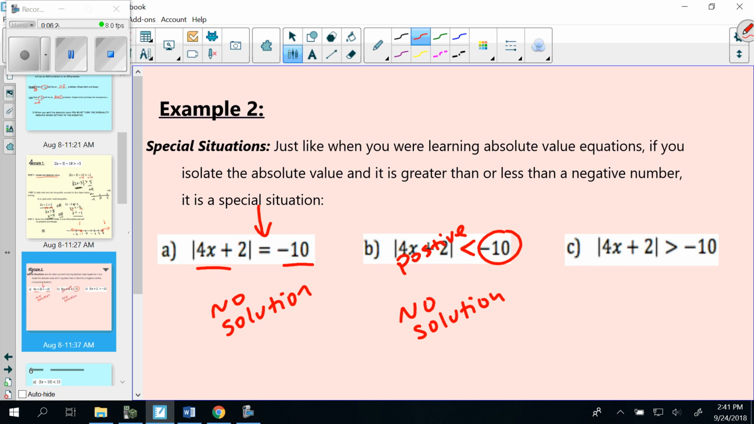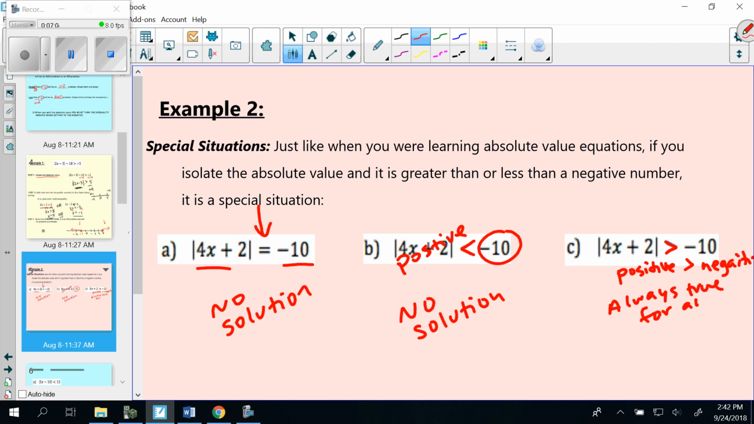The last situation, again, absolute value, its distance, is going to come out to be positive or 0. Can we have a positive number or 0 greater than a negative number? Yes, this situation is going to work. Whatever this absolute value is going to come out to be positive. So if we have a positive bigger than a negative, that's going to be true no matter what we plug in there for x.